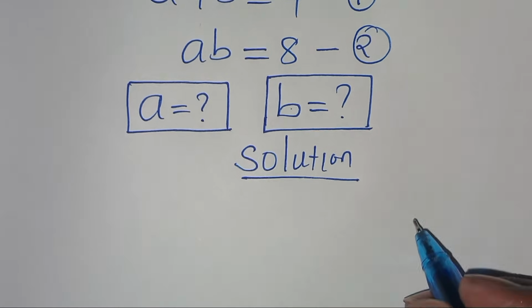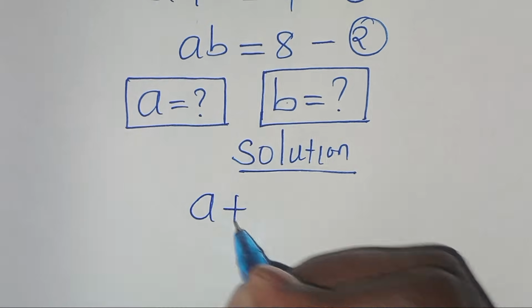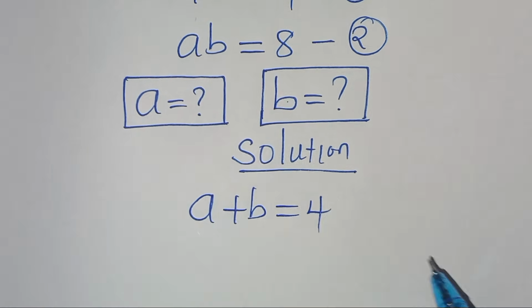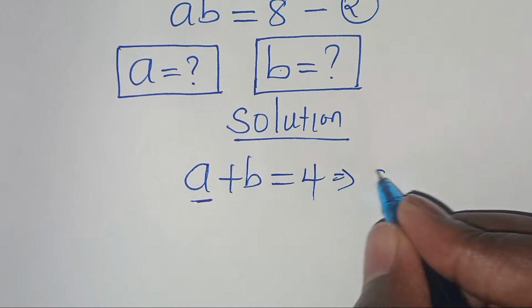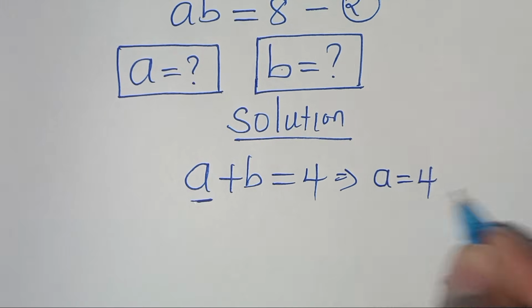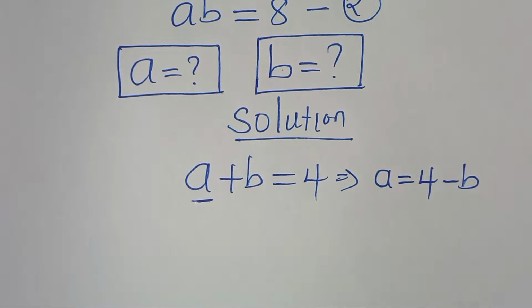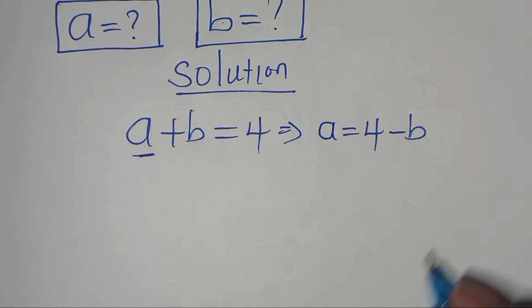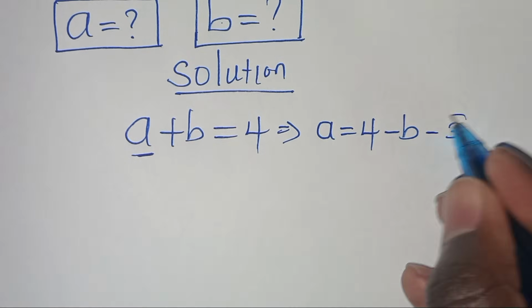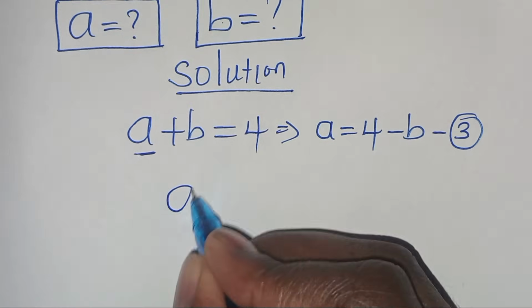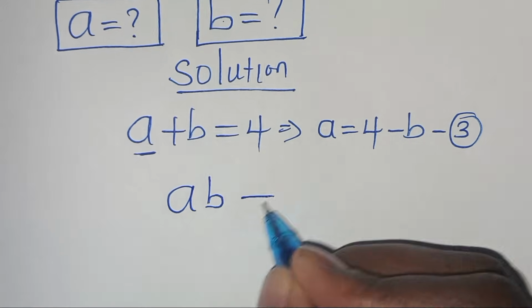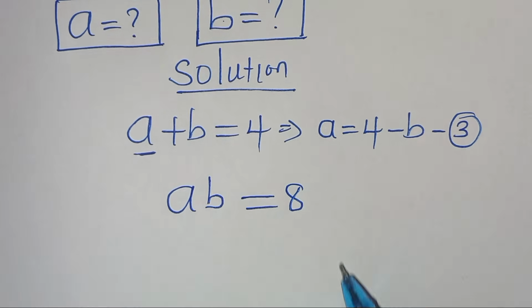From equation 1, which is a plus b, this is equal to 4. Let's make a the subject of the formula so that we have a is equal to 4 subtract b. Let's call this equation 3. Let's substitute equation 3 into equation 2. Equation 2 is a times b, this is equal to 8.